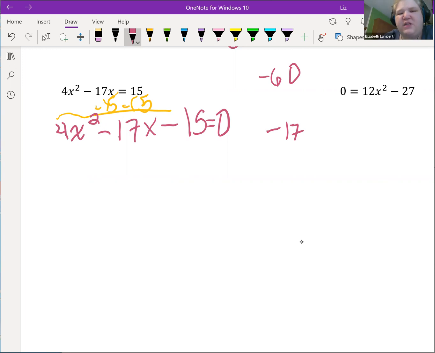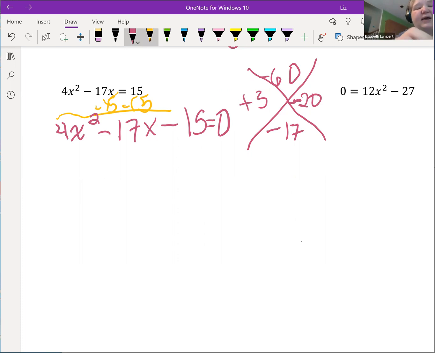So 4 and 15 is what we started with. That would give us 11. So that's too small, so we need them further apart. So let's backtrack. 2 and 30, too far apart, so 3. 3 times 20 is 60. And then if I make the 20 negative and the 3 positive, that will add to a negative 17. So that is what we're going to do to that negative 17.